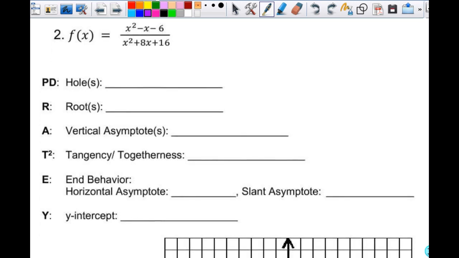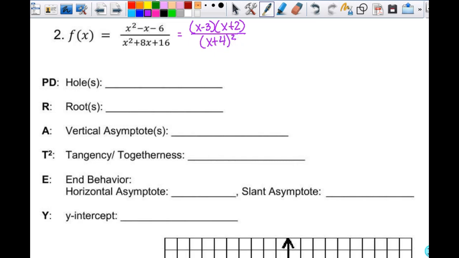All right, so number 2, I'm going to start off by factoring it. So I factor the numerator, and I'm going to get x minus 3 times x plus 2. Denominator, you factor it and tell me what you get, but just don't scream it out yet. Get everybody a chance to factor it. What's it going to be? X plus 4 squared. Yes, it is x plus 4 squared. All right, so it is a perfect square trinomial, so it is x plus 4 squared.